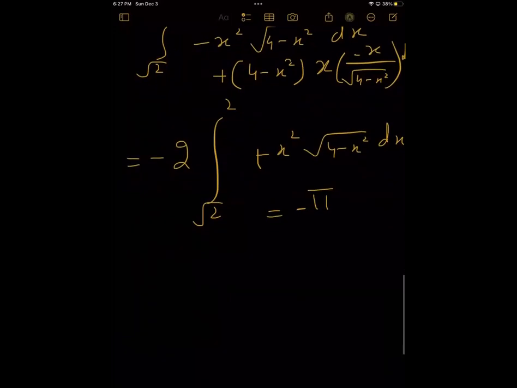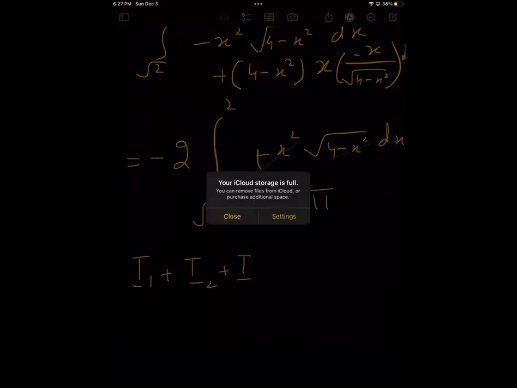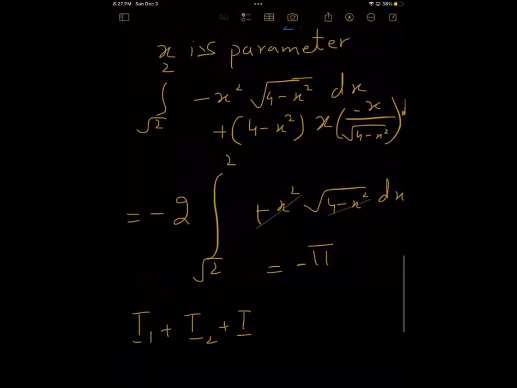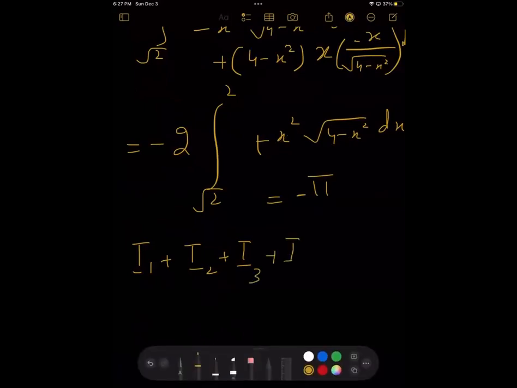So when we calculate I1 plus I2 plus I3 plus I4, it will become 16 pi minus 0 plus 0 minus pi plus 0. So it is equal to 15 pi.